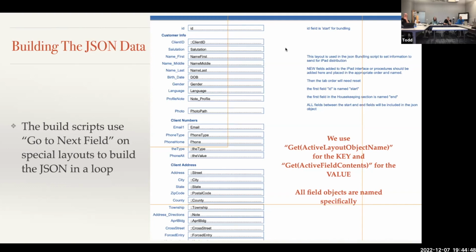So the first field is start, the first housekeeping field at the bottom is named end, and we just go to field next to build all of these, and we use get active layout object name to build the key and get active field contents to build the value. So the field object names are very important. And that comes into play in building the value, the virtual lists later for display of reports.